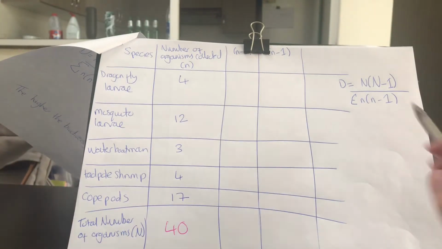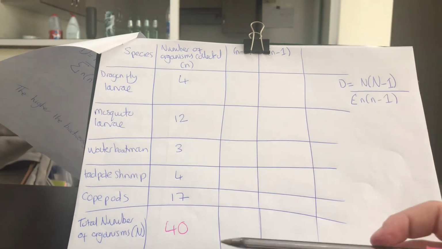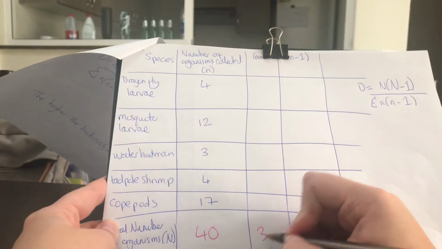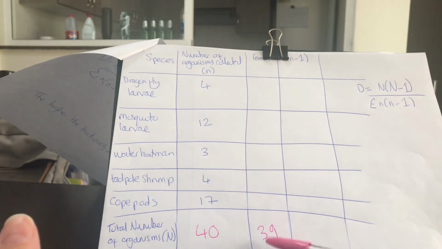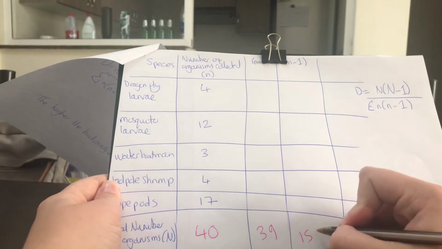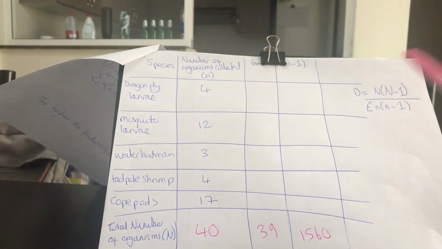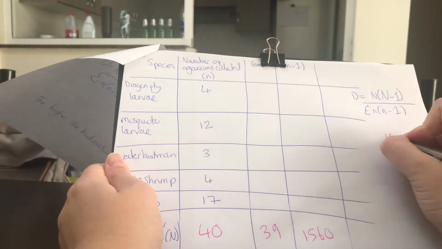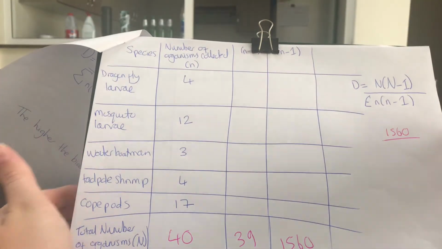So I've already worked out what my capital N is, so I can start to fill in my equation here. N minus 1, so 40 minus 1 is 39. I'm sure I don't need to tell you that. Then I've got to do my N times my N minus 1, so 40 times 39, which equals 1,560. So my top number is going to be 1,560.